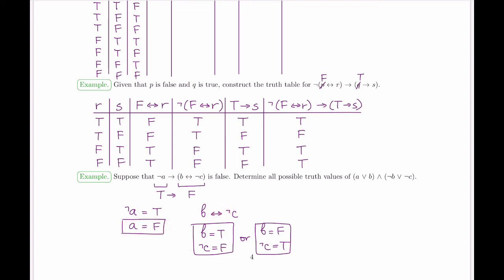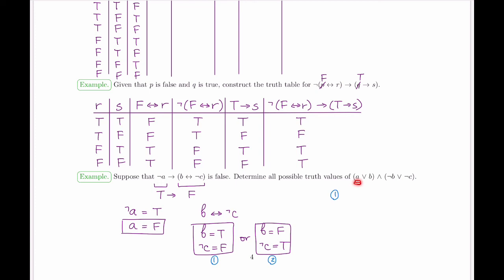So I have these two cases. A is false no matter what, but then B can be true, not C can be false, or B can be false and not C can be true. Okay, so these are our cases. Now, I'm not asked for the values of A, B, and C. I'm asked for potential values of this expression here. So now I have to plug my two cases into this to see how they pan out. So let me label them case 1 and case 2 so I have an easier way of tracking what is going on.